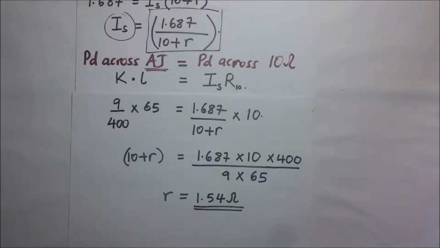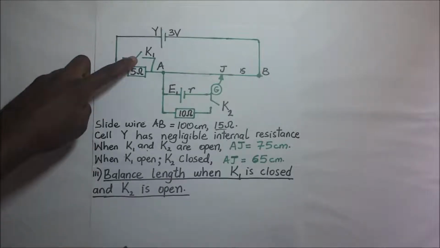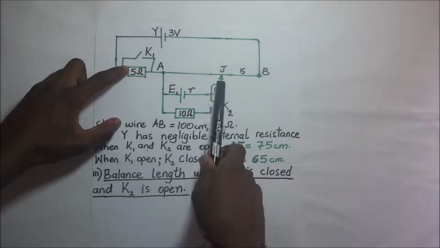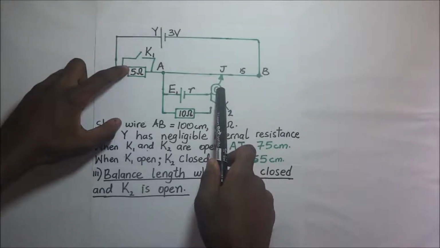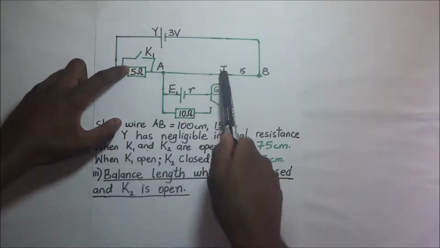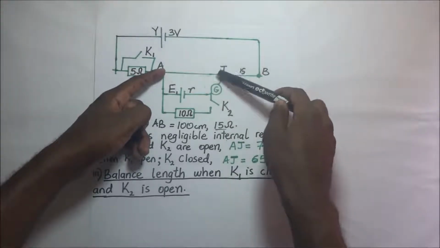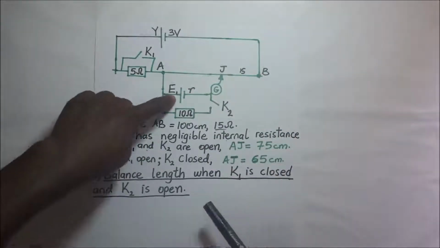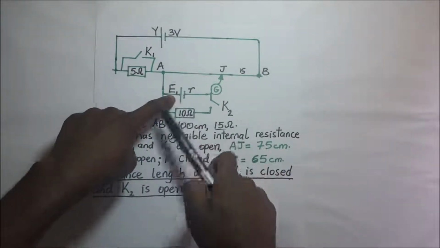One more bit of this question. We're being required to find the balance length when K1 is closed and K2 is open. When K1 is closed and K2 is open, it still means we're going to move this jockey along the slide wire AB up to a point where the galvanometer shows no deflection. At that point, the potential difference across the balance length will be equal to the potential difference across this EMF. Now we got the EMF of that cell in part 1 of the question.